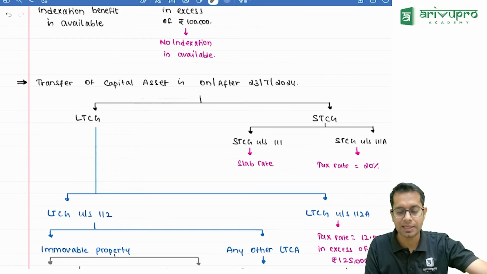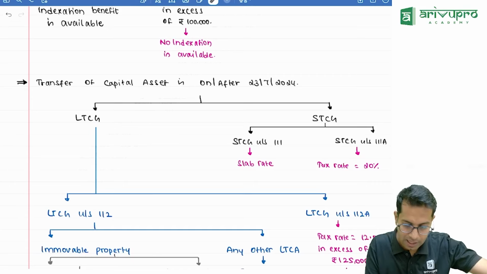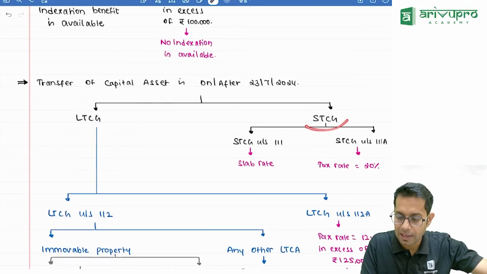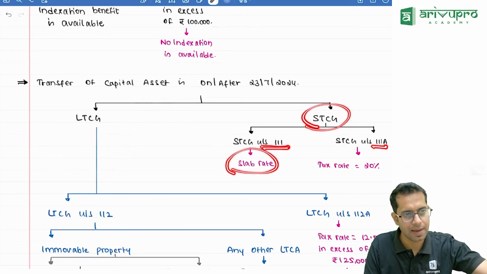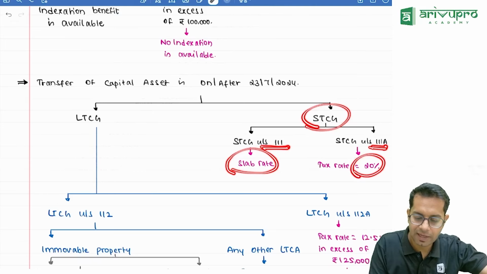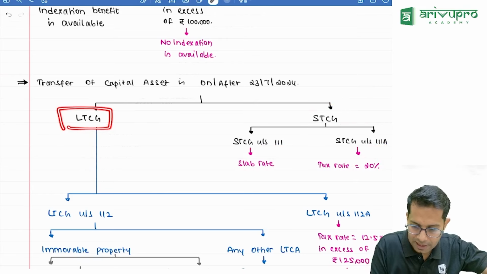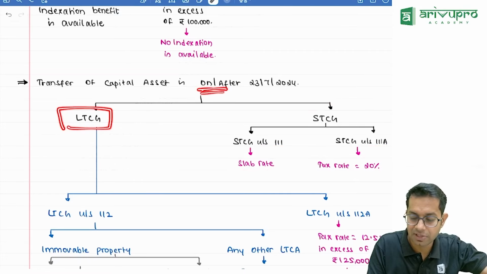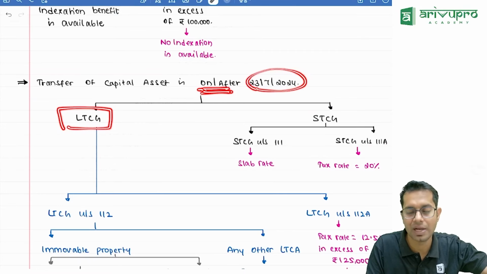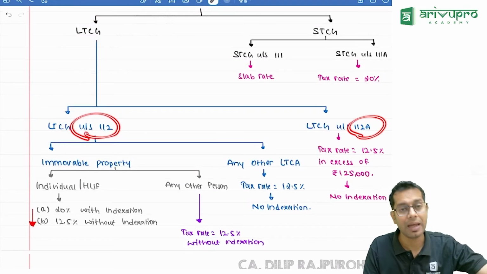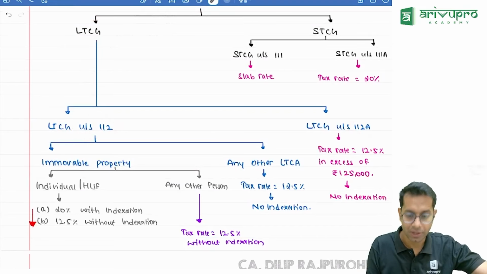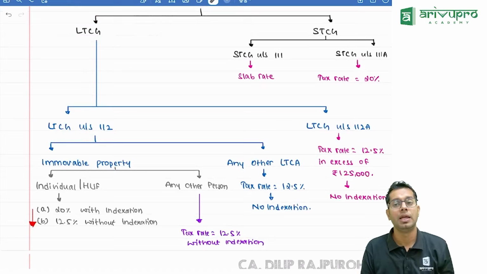If the capital asset is transferred on or after 23rd July, if it is a short-term capital gain, it will again be taxable under 111 or 111A. If it is 111, slab rate; 111A, 20%. If it is a long-term capital gain for which the transfer is made on or after 23rd July, then again it will be taxable under 112 or 112A. Correct?